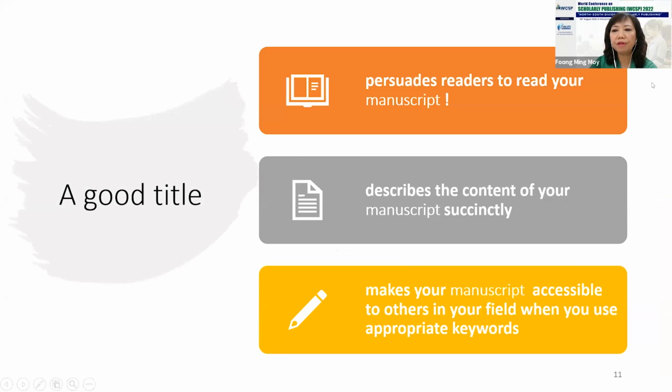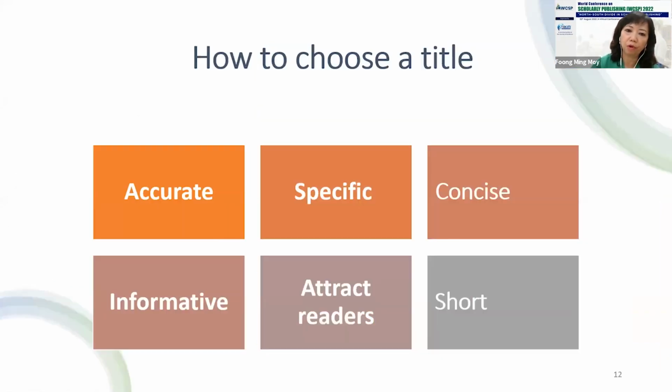So it is very important to have a good title, because a title will persuade readers to read your manuscript, and it will describe the content of your manuscript accurately, and it will make your manuscript accessible to others in your field when you use the appropriate keywords. So when you do a search, when you send in some keywords, the first thing that appears on the screen in your Google search will be the titles. So that's why it's very important.